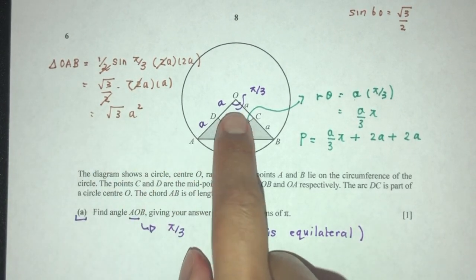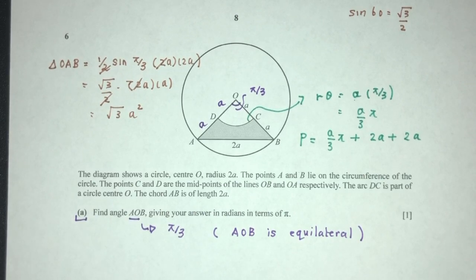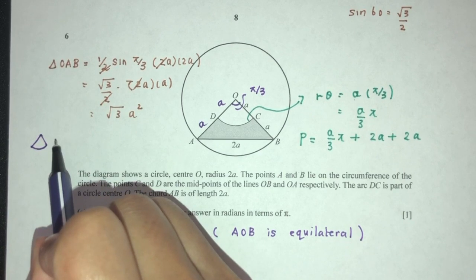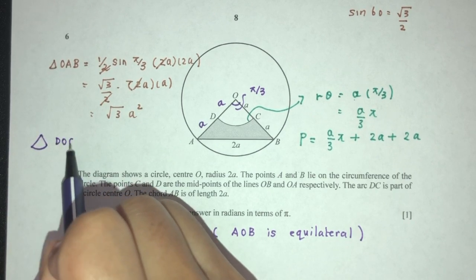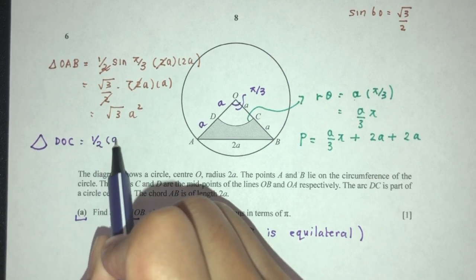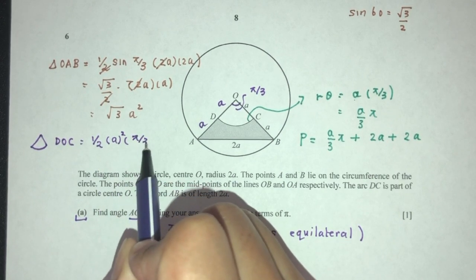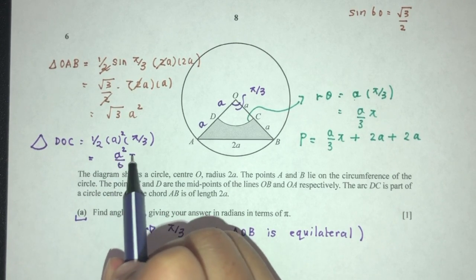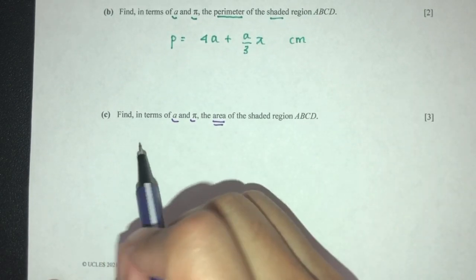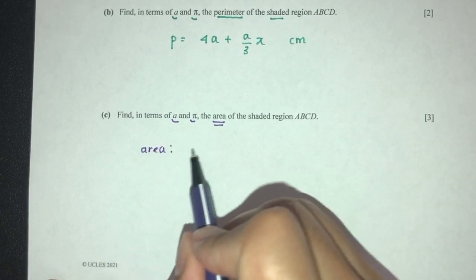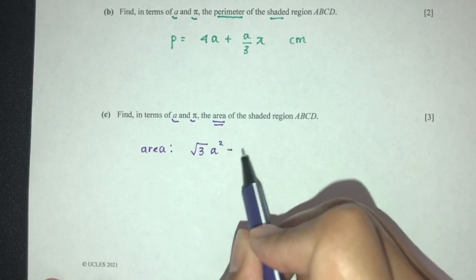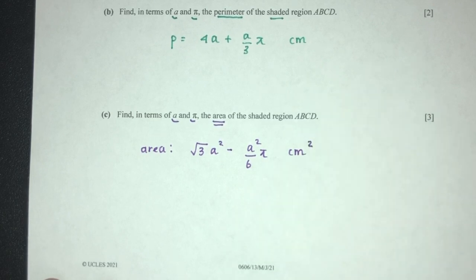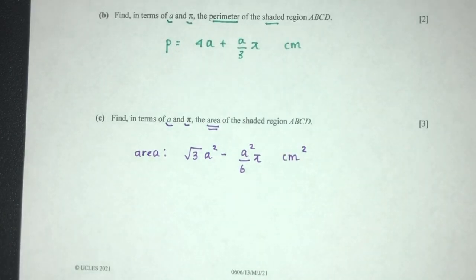Now we have to remove this one, which we don't need, which is the area of the sector. That will be area of sector DOC. That will be half r squared, and the angle is pi over 3. That will be a squared over 6 pi. So finally, the area, we take the whole thing, which is area of triangle, root 3 a squared minus a squared over 6 pi. That will be centimeters squared for the area. And that will be your question number 6.